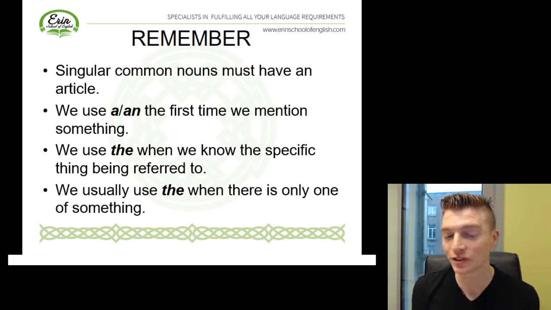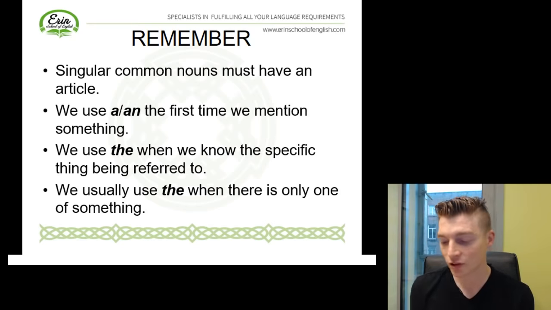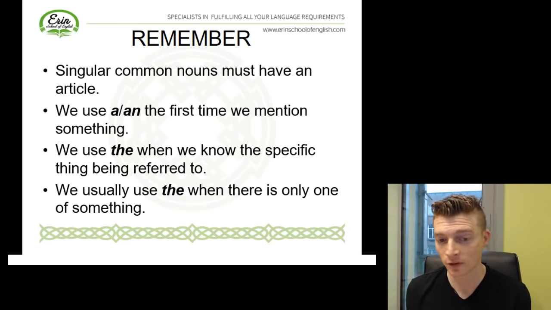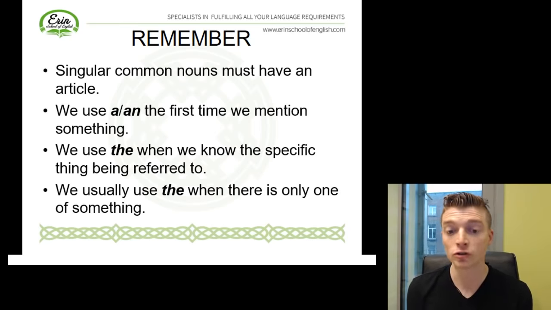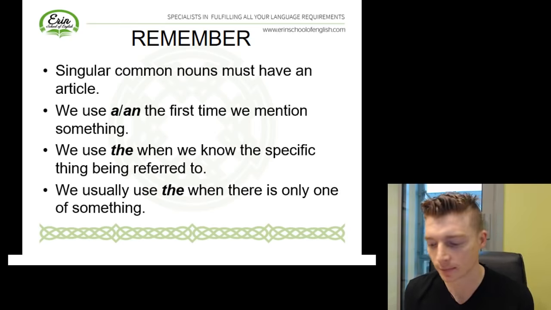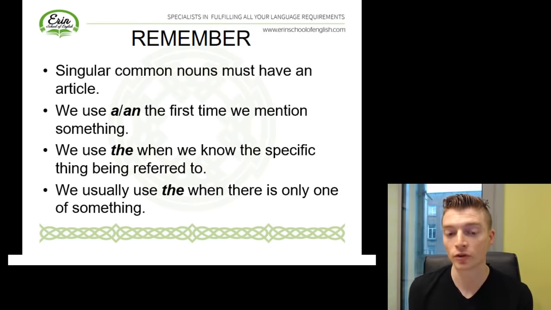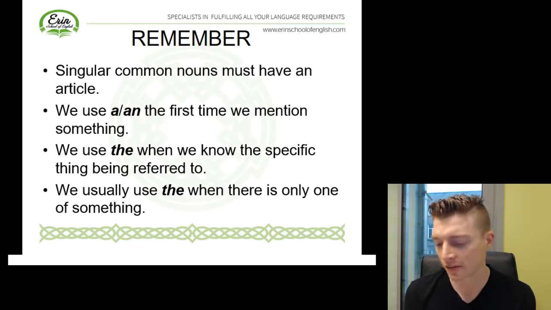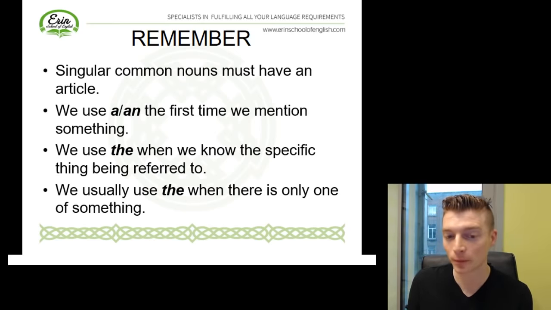And finally, we usually use the when there is only one of something. And just remember, with uncountable nouns and plural nouns, when we're speaking in general, no article is needed. He likes vegetables. Water is an important resource. She gave him good advice, not a good advice. Excellent. Okay. Let's go into a bit more detail now and look at some of the more advanced rules related to using articles.